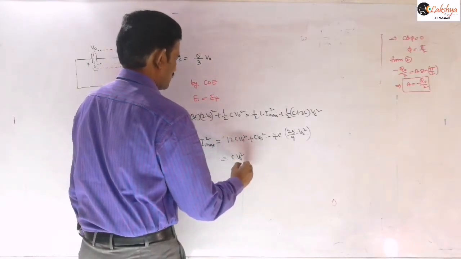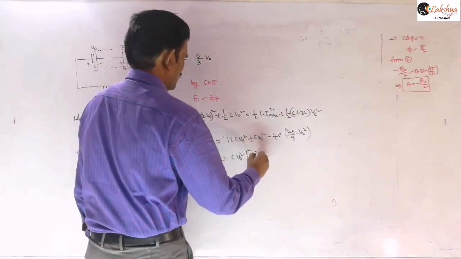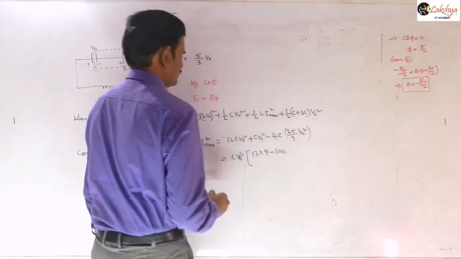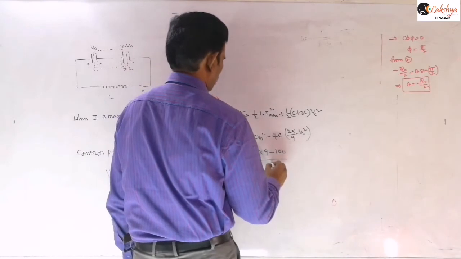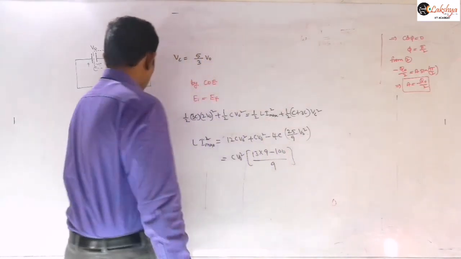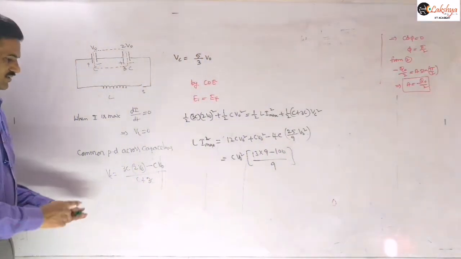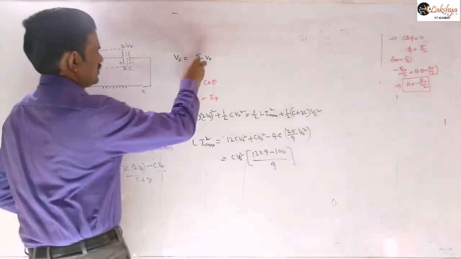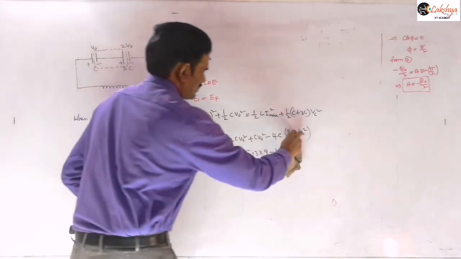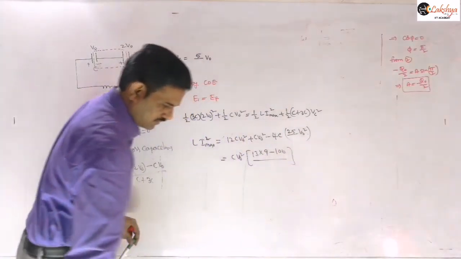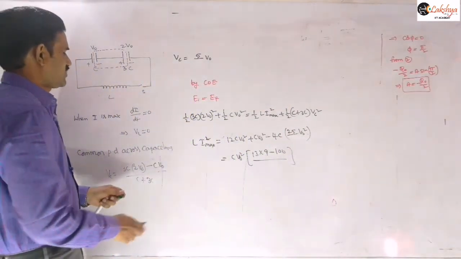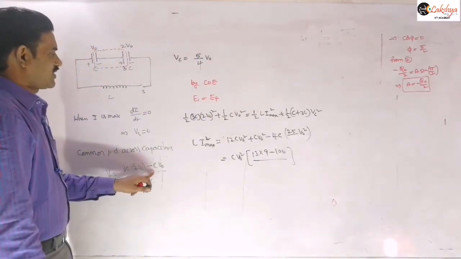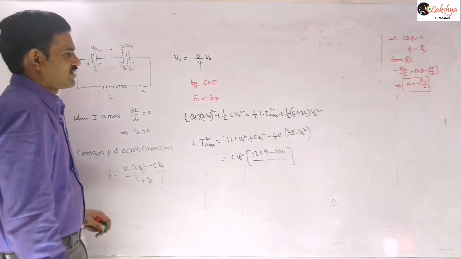CV0 square I am taking common here. So then it is 13 into 9 minus 100 by 9. Sorry, here it is 4. This common potential, here it is 4. So that's a mistake there. Because here 3C plus C we need to consider, so it is 4. 6 minus 1, 5. So then 5 by 4.